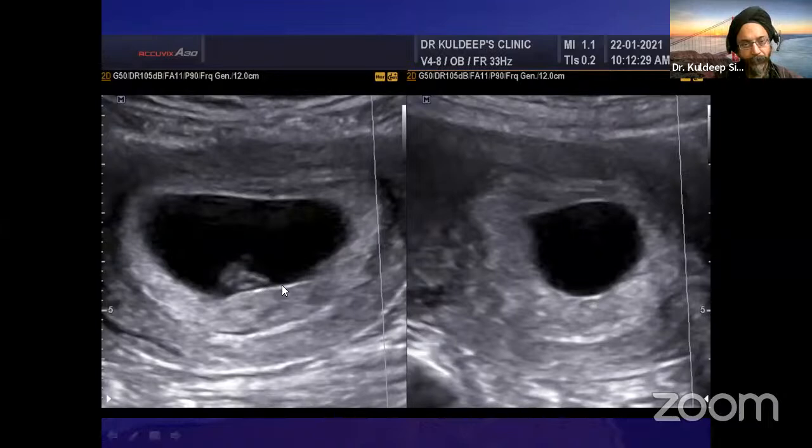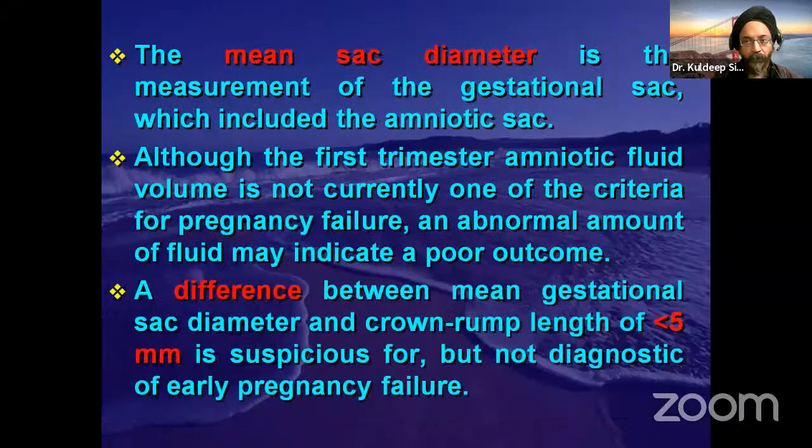If you're looking at a mean sac diameter, you're supposed to measure inner to inner, all three measurements in two different planes. The mean sac diameter is the measurement of the gestational sac, which includes the amniotic sac as well. What we need to be watchful for is, are we looking at an oligoamniotic sac? That's basically the mean sac diameter minus the crown rump length being less than 5 millimeters.